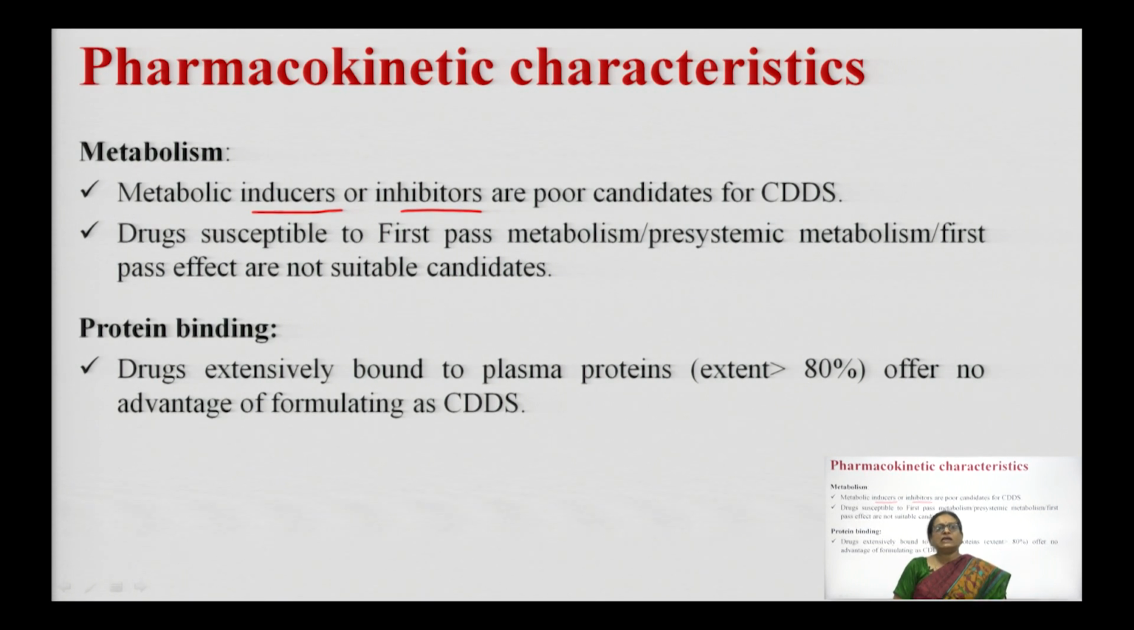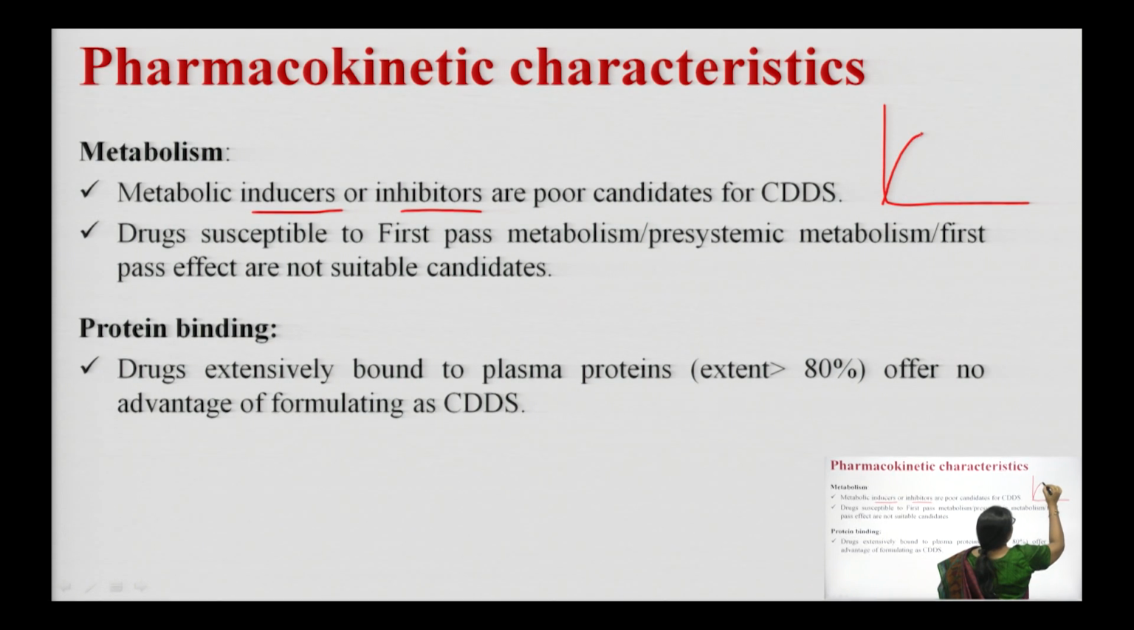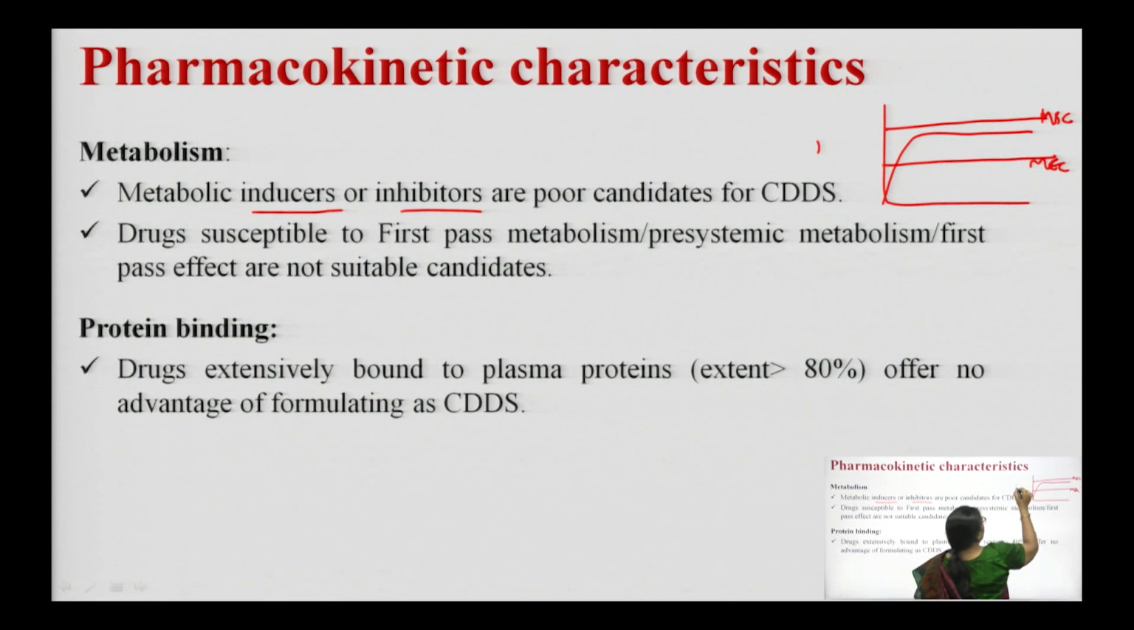So, if these kinds of drugs are formulated as controlled drug delivery systems, they will lead to uncontrolled plasma levels, because the basic aim of the controlled drug delivery system was to maintain a plasma concentration in the therapeutically effective range above the minimum effective concentration and below the maximum safe concentration. So, if you look at the plasma concentration versus time profile, it should be like this for a controlled drug delivery system.